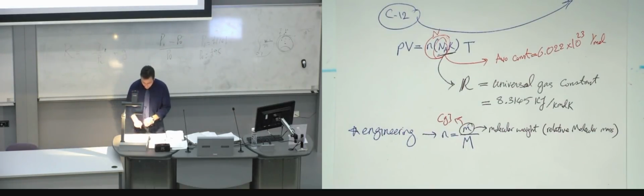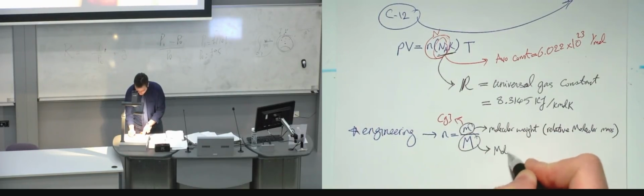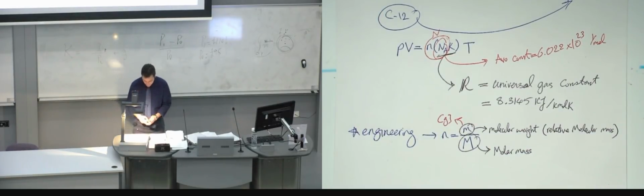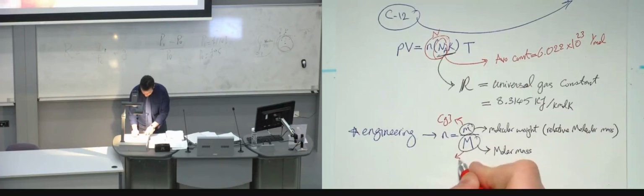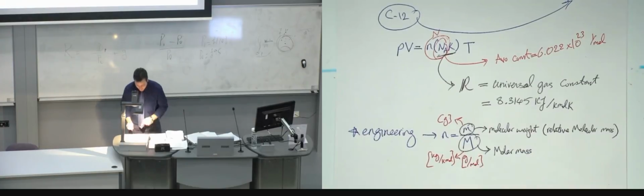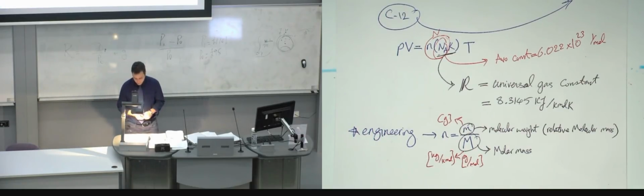This capital M, on the other hand, is what we know as the molar mass. The units for this would be either kilogram per kilomole or gram per mole, which are exactly the same, because if you multiply both the numerator and denominator by 1,000, you get that, just vice versa. So both are exactly the same.